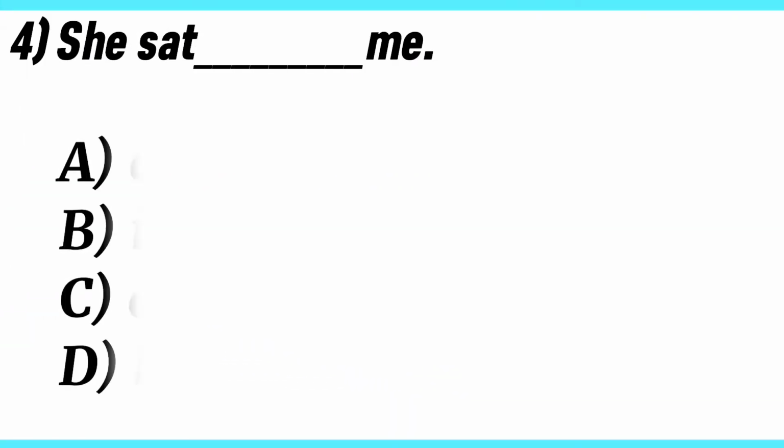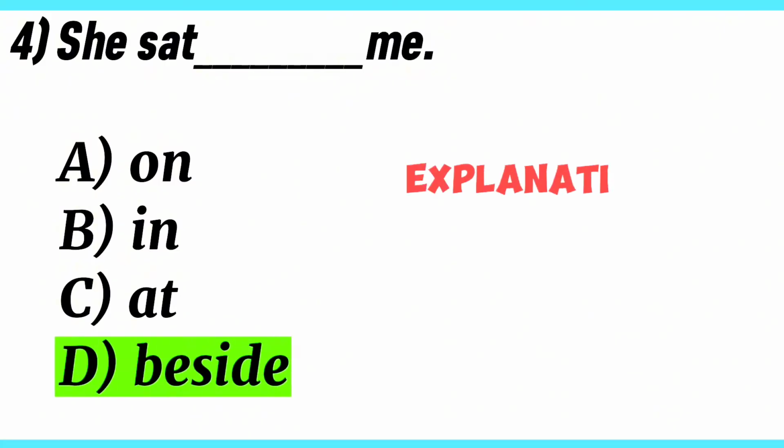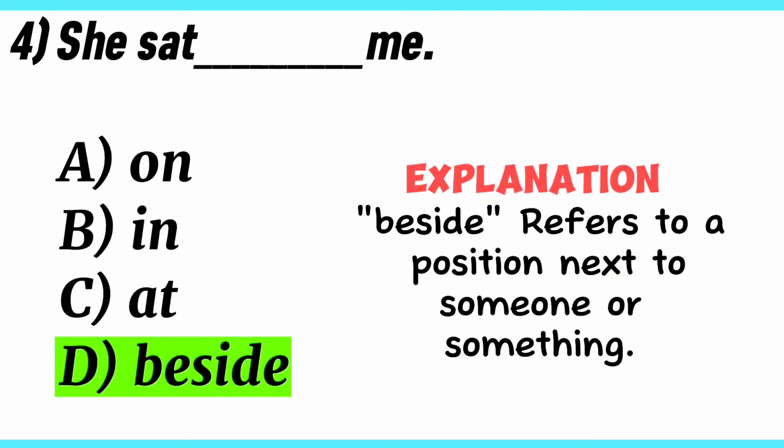She sat dash me. The correct answer is option D, beside. Explanation: beside refers to a position next to someone or something.